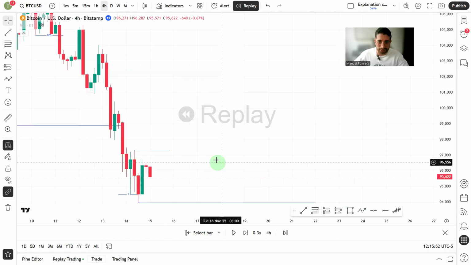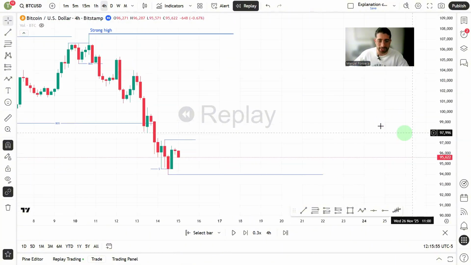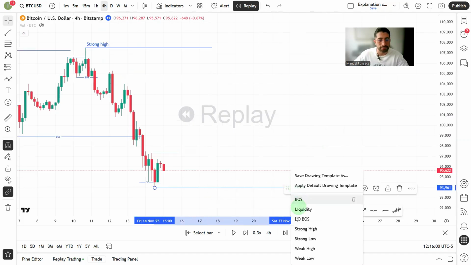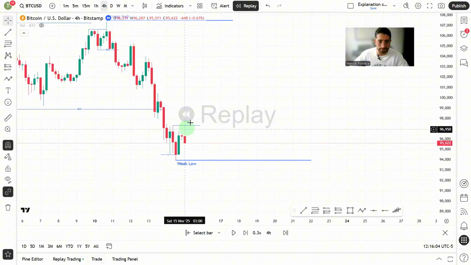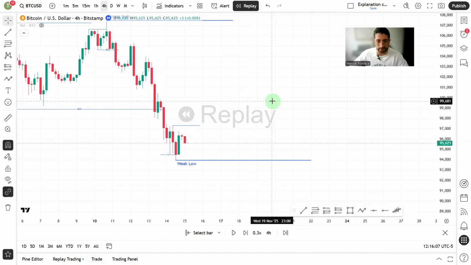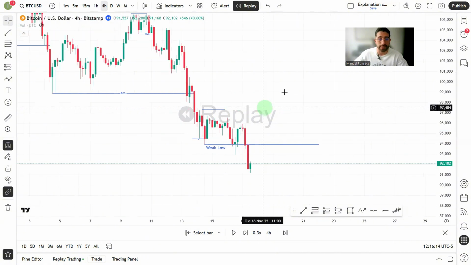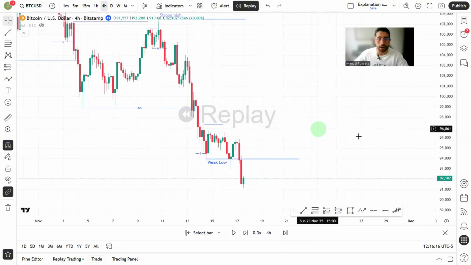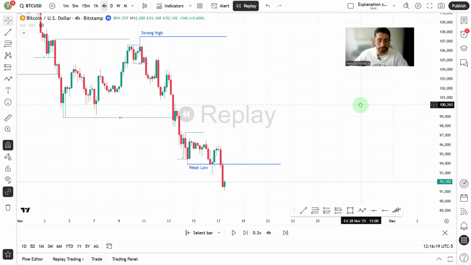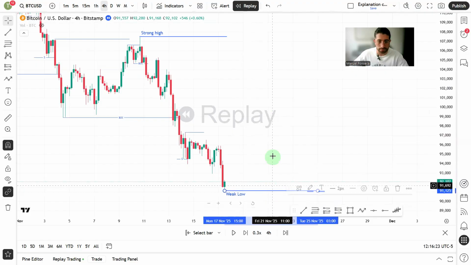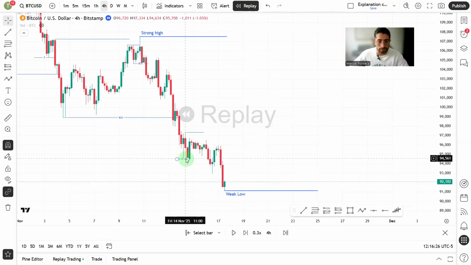Question: do we have a range ending so far in this current scenario? Correct, no, not yet. We need to break the structure of this high. Let's see what happens. It was not broken. And what happened with that? We just need to keep updating the lows until we find the end of the range. Boom, right here. It's the new weak high, weak low.